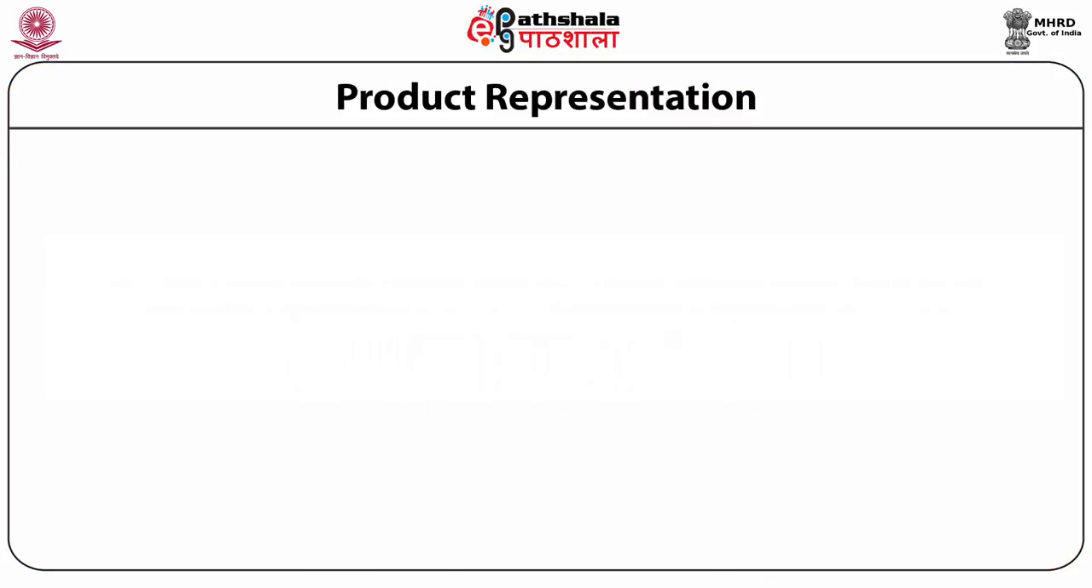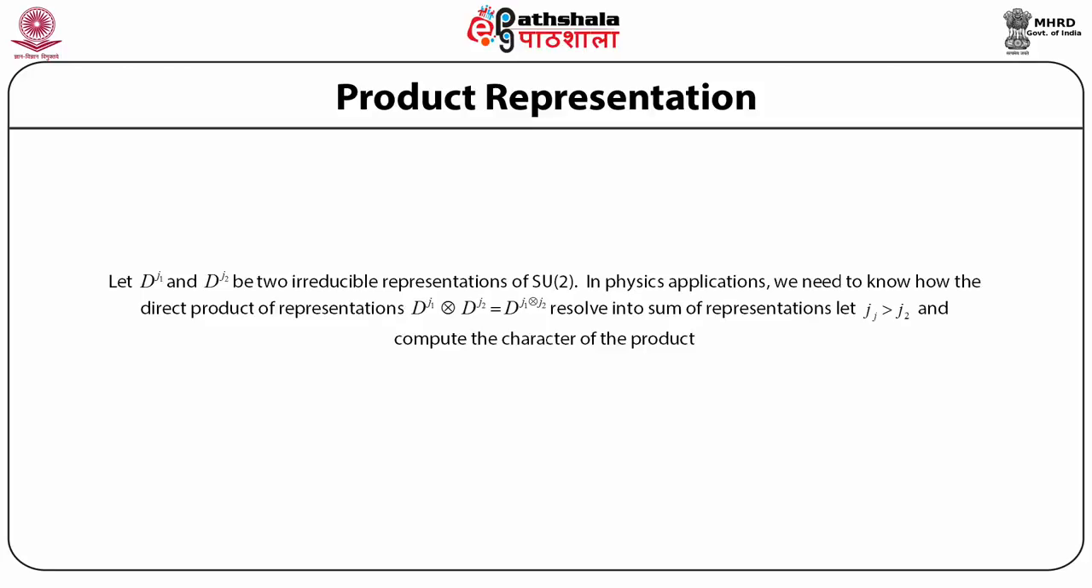We would now discuss the product representation of the Lie groups. The product representations are of immense application in physics, and it is very important to know how the direct product of representations resolves into the sum of irreducible representations. For this, let us consider two irreducible representations of the group SU2. Let these two representations be designated by the representations DJ1 and DJ2.